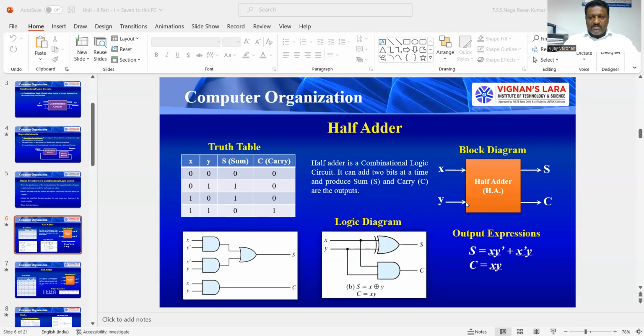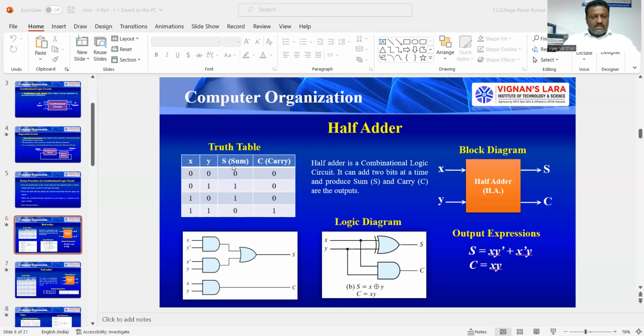What can this half adder do? It does addition between the inputs. So 0 plus 0 is 0, and we didn't get a carry, so carry is also 0. Next, 0 plus 1 is 1. Again, we are not getting a carry, so carry is 0. Next is 1, 0, sum is 1, and again we are not getting a carry, so carry is 0. 1 plus 1, sum 0, and carry is 1. So this is the truth table.